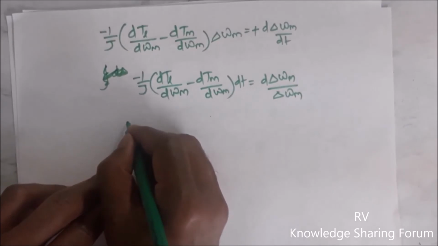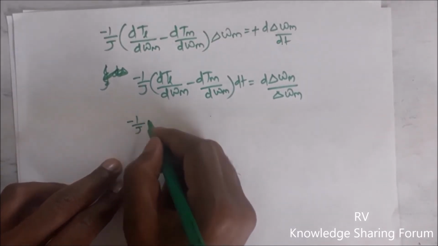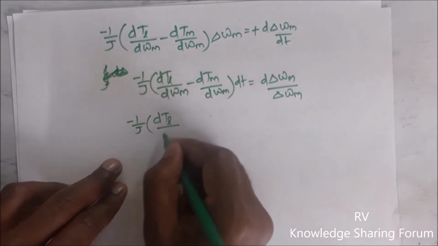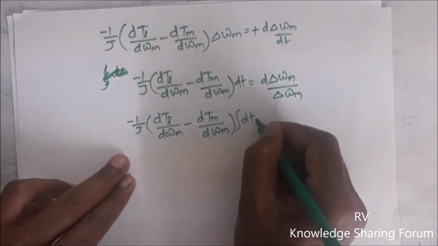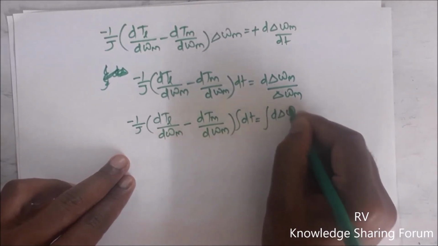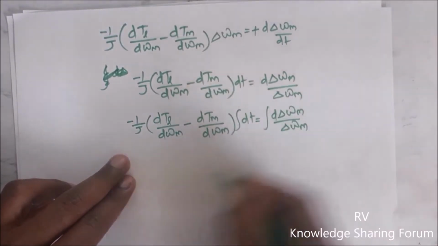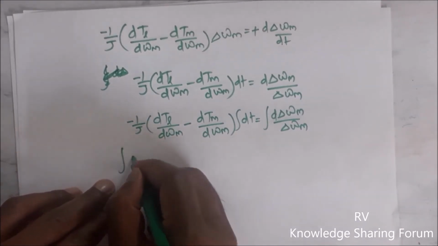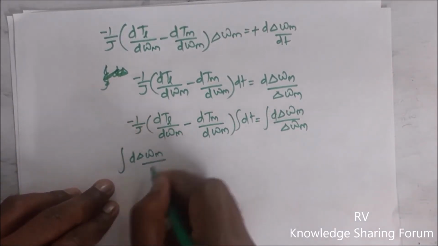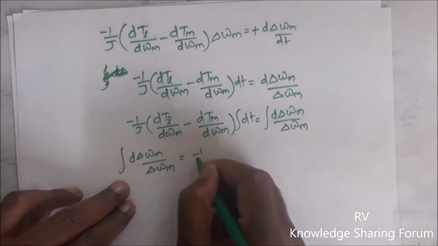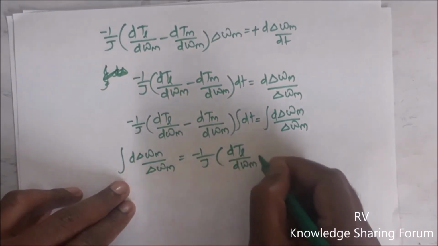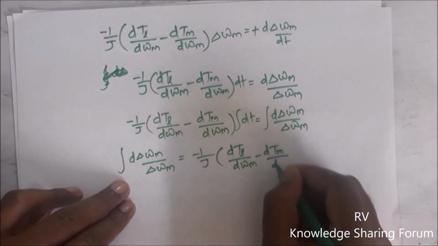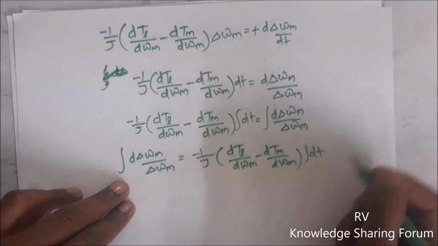So what will happen? Minus 1 by J (dTL by d omega m minus dTm by d omega m), integration of dt, which is equal to integration of d delta omega m by delta omega m. That is nothing but integration of d delta omega m by delta omega m, which is equal to minus 1 by J (dTL by d omega m minus dTm by d omega m) integration of dt.